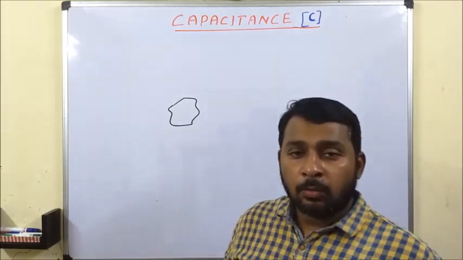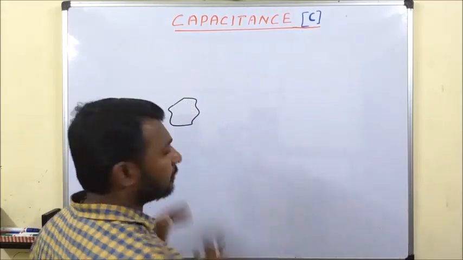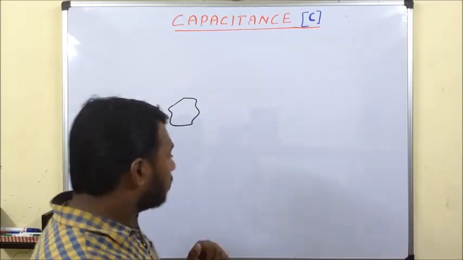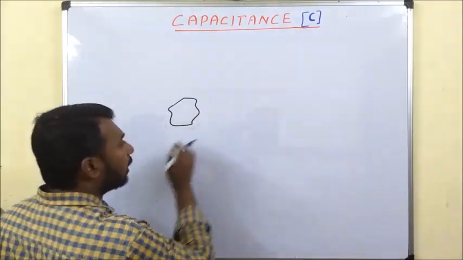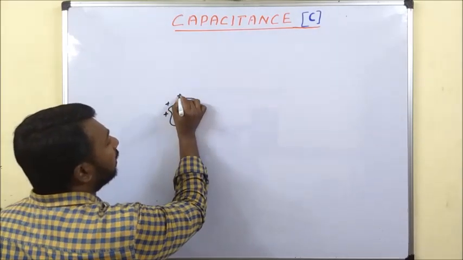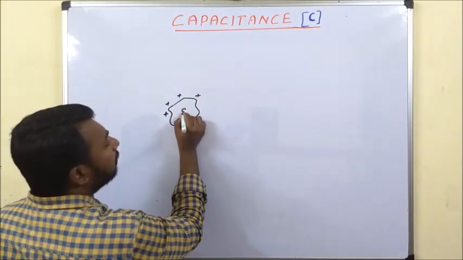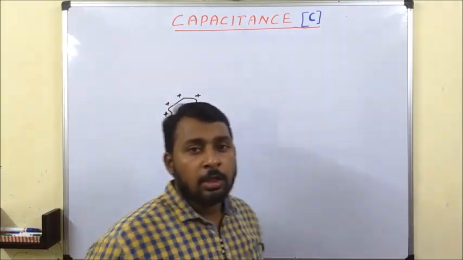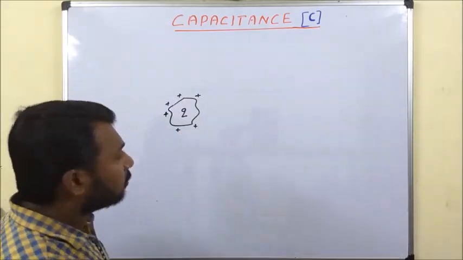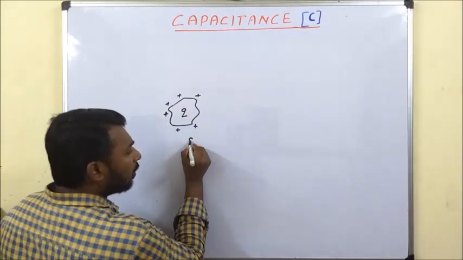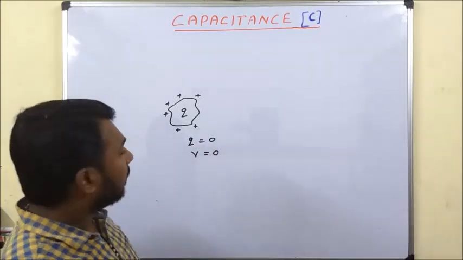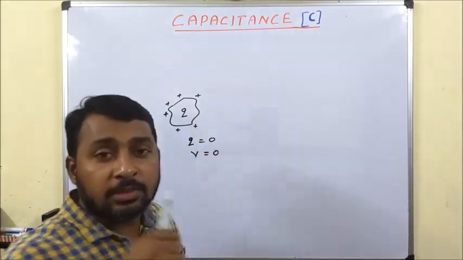Now, we have a task: we have to charge this body. By any method, by induction or any other method, you are charging it. You started charging it, let it be a positive charge. Now the charge is Q. Whenever you are charging, what about the potential of this body? Initially the charge was 0, then the potential of this body was also 0.